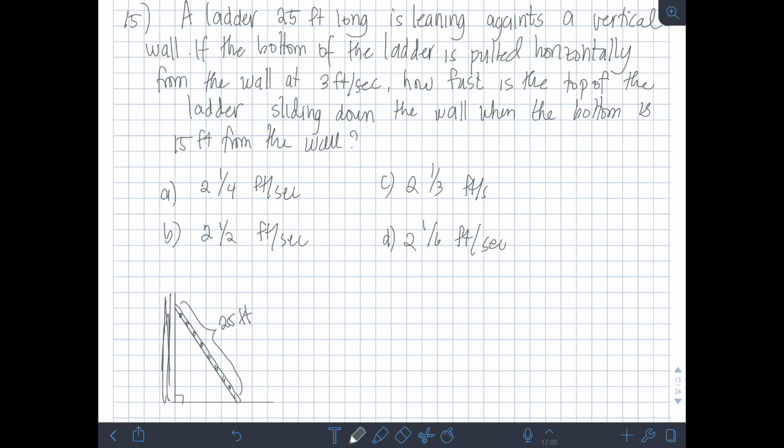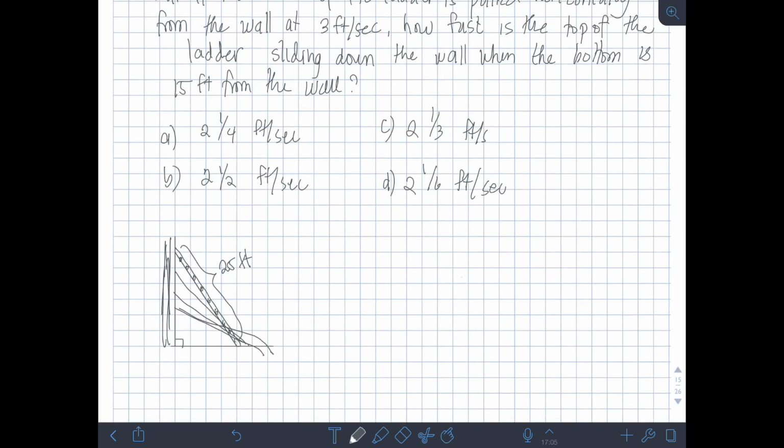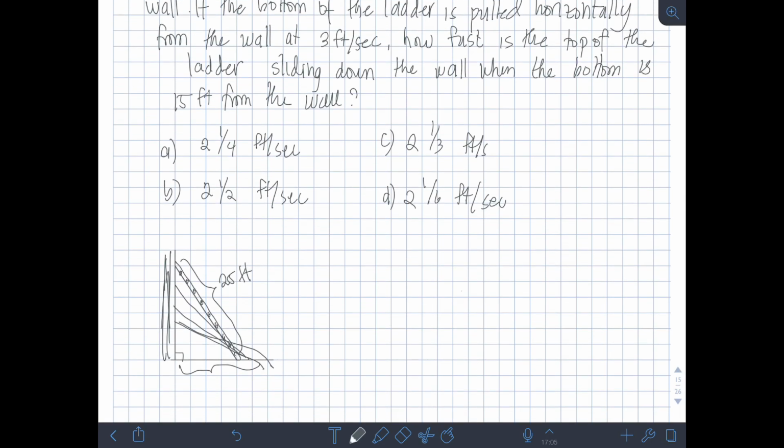So sabi, nag-i-slide down daw itong ladder. So parang gumaganyan siya with a certain rate. So yung rate daw ng pag-slide down niya horizontally ay 3 feet per second. 3 feet per second. Ang tanong, ano raw yung rate ng pag-slide down niya vertically? So ito. Anong rate yan? So parang meron tayong mabubuong right triangle, 'di ba? So ito yung y, ito yung x, tapos ito yung 25 feet.